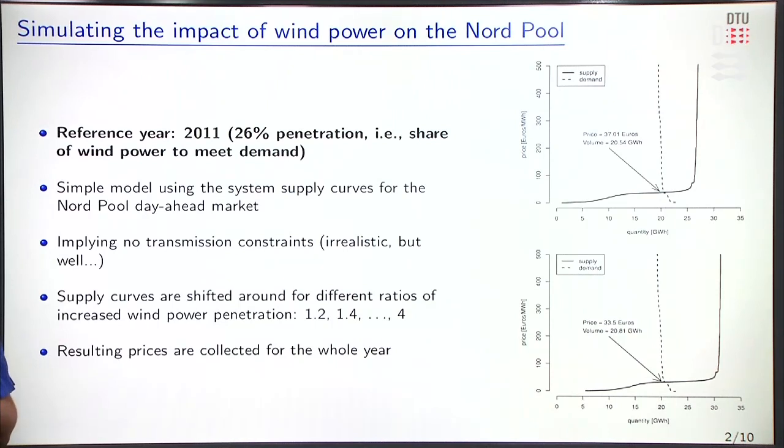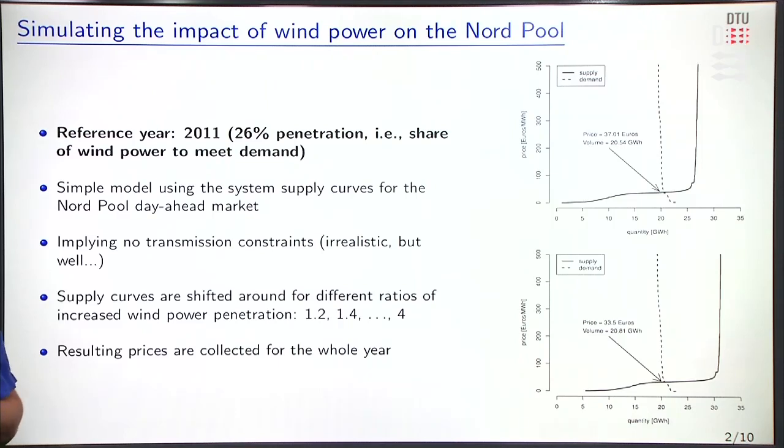These are for an unconstrained system. We don't account for the potential limitation for transfer of energy from some areas to the next. This is the simple model that we have to obtain the system price. Eventually, we're going to shift around these supply curves, and our aim is to look at a future with more wind power generation in the system.